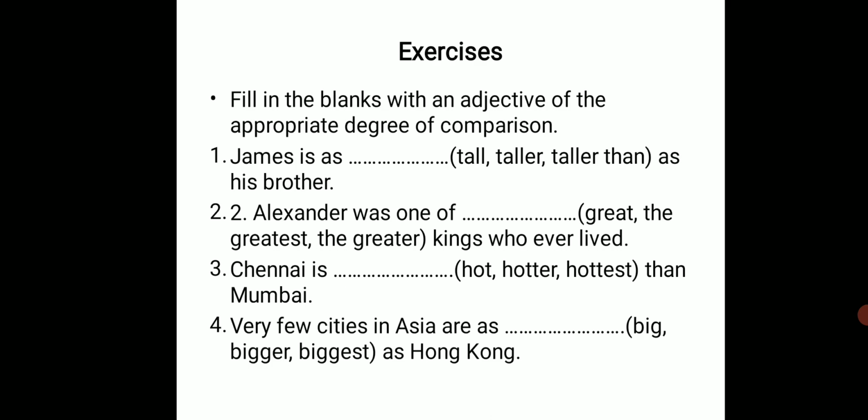And the second one, Alexander was one of dash kings who ever lived.